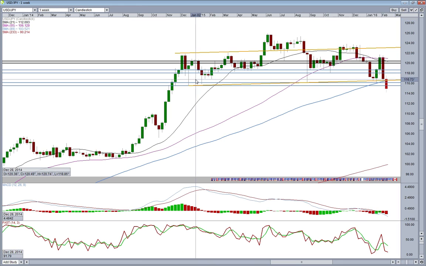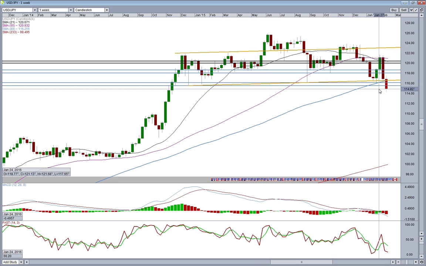Now the neckline of this head and shoulders is debatable. It always is the case, especially when we do see these rising lows and these rising highs for the shoulders. Some people will choose to go off the ultimate low, which would be around these 115.50s, which has been broken at this stage.